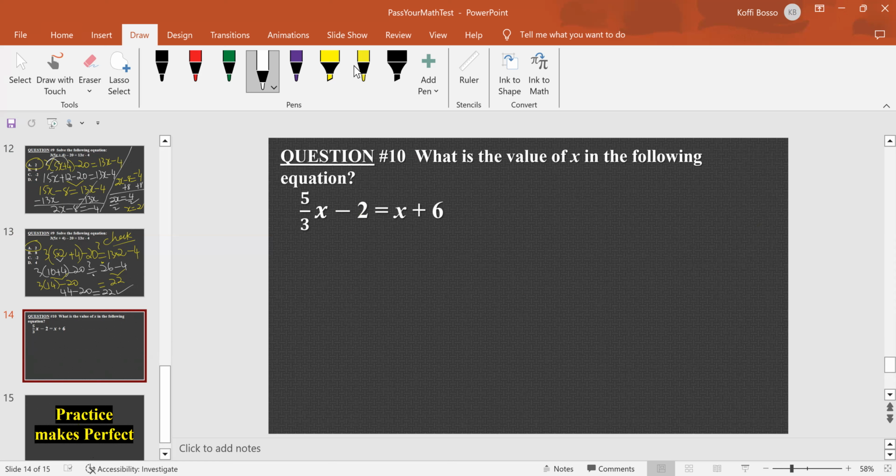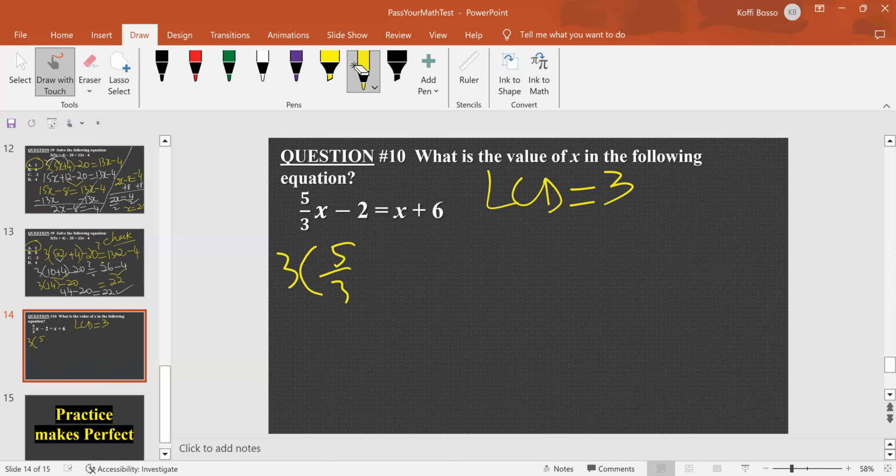The LCD here is 3. Or another way to understand it: in this equation, we have only one fraction, which is 5/3. Multiply the entire equation by 3, and you'll see that the 3 will clear the denominator of this fraction. So we're going to have 3 multiplied by 5/3x minus 2 is equal to x plus 6, and I close the bracket here.